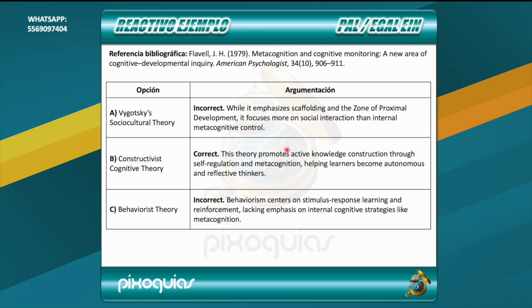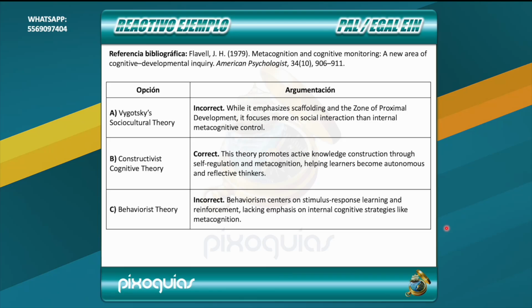This theory promotes active knowledge construction through self-regulation and metacognition, helping learners become autonomous and reflective thinkers. By the way, A and C are incorrect. Vygotsky's sociocultural theory is incorrect because while it emphasizes scaffolding and the zone of proximal development, it focuses more on social interaction than internal metacognitive control. While C, behaviorist theory, is incorrect because behaviorism centers on stimulus-response learning and reinforcement, lacking emphasis on internal cognitive strategies like metacognition.